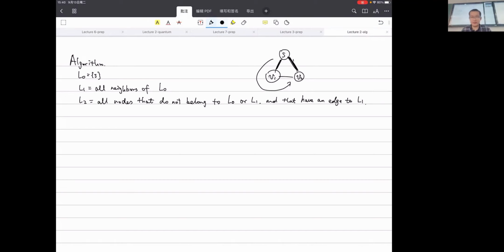I guess this makes everything a clearer position, because each time we want to consider the next layer, we just exclude the nodes from previous layers, and then we consider all the nodes that have an edge to the layer that we want. For instance, if we want to consider layer i plus 1, that is all nodes that do not belong to L0 union L1 through Li, and that have an edge to Li. So is this clear to you?